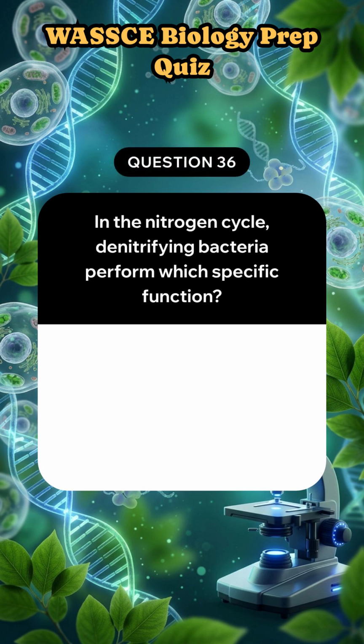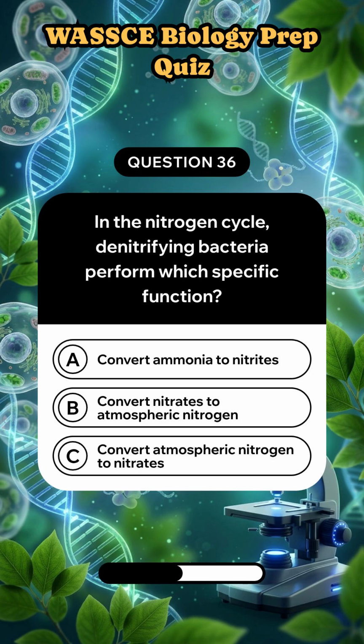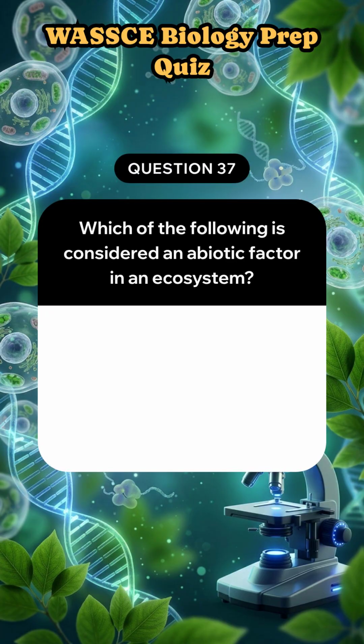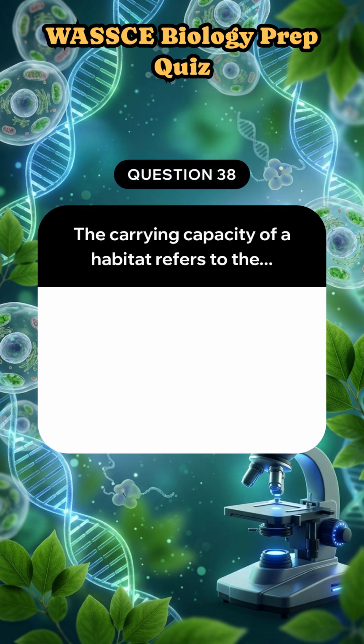In the nitrogen cycle, denitrifying bacteria perform which specific function? Which of the following is considered an abiotic factor in an ecosystem? The carrying capacity of a habitat refers to the?